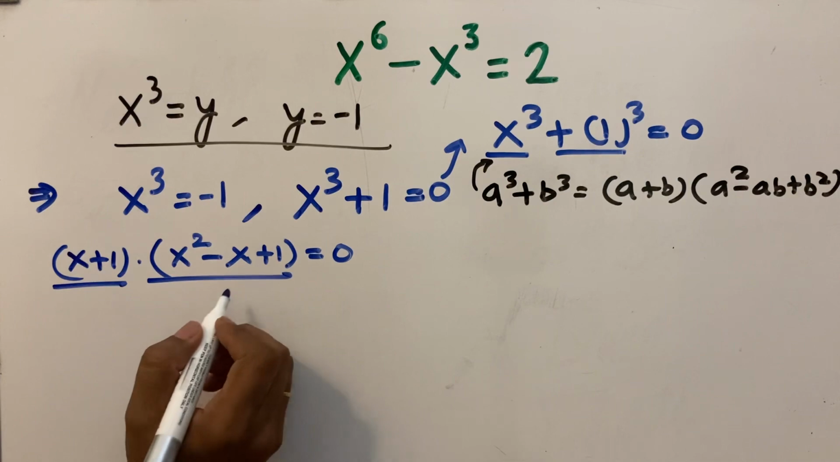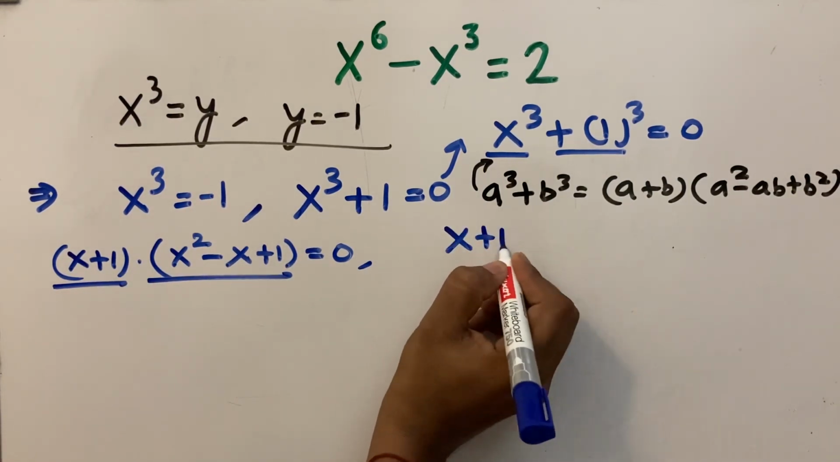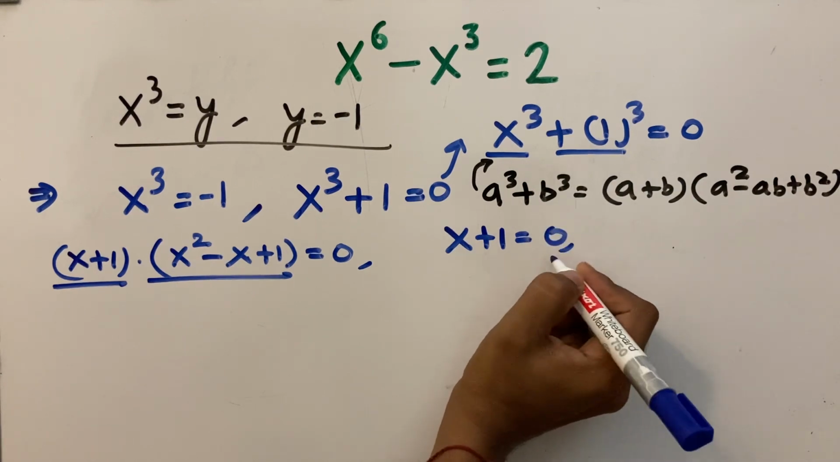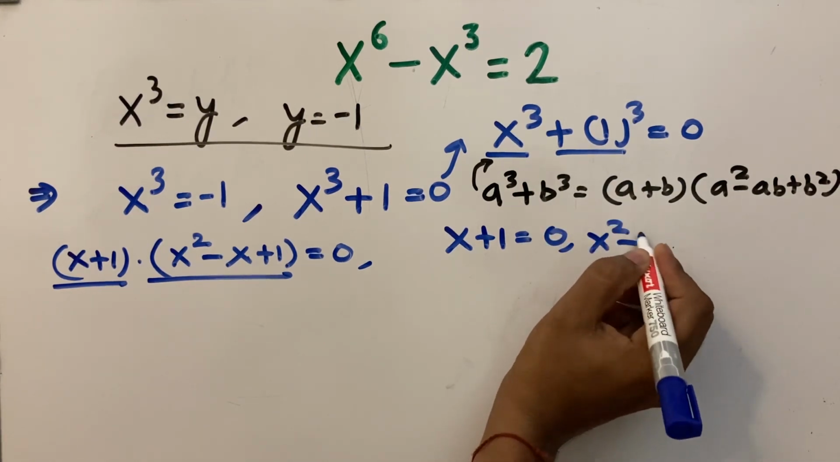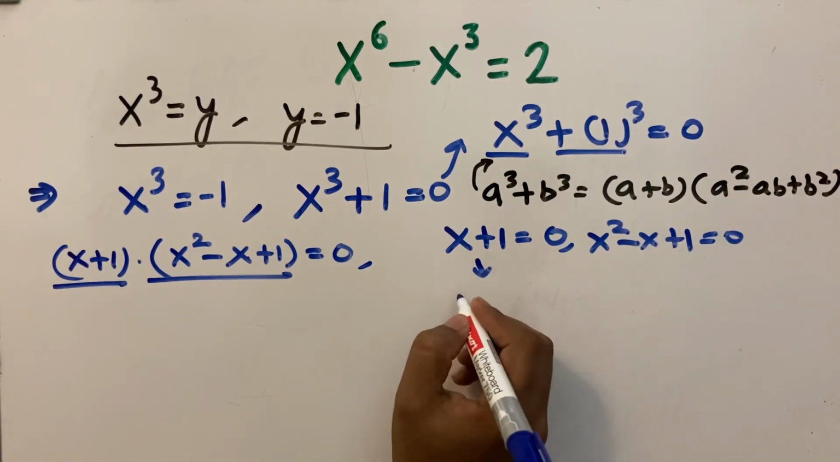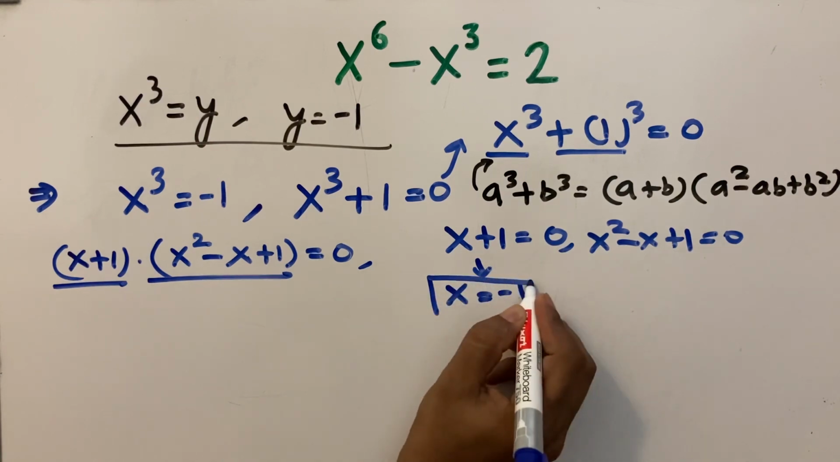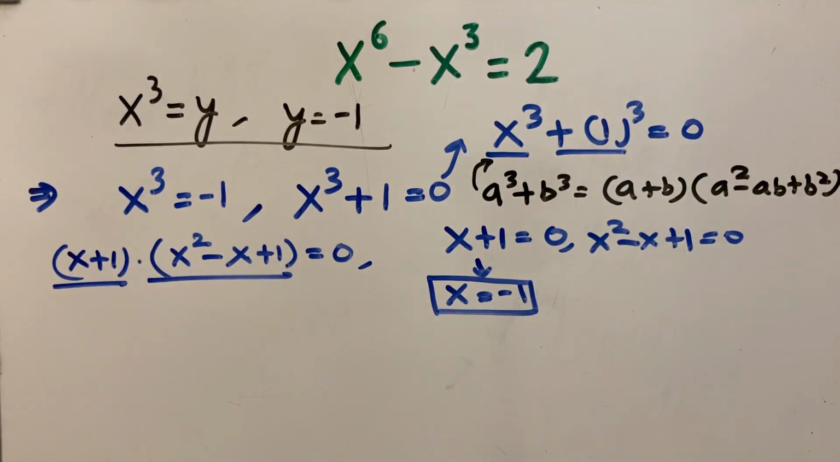Equate both of the factors to 0. From here it comes x plus 1 equals 0 and x square minus x plus 1 equals 0. From here x equals minus 1. So this is the second answer for x.